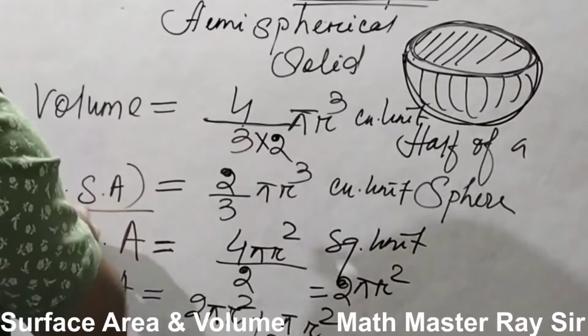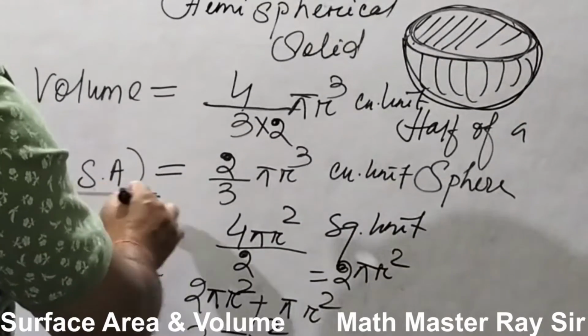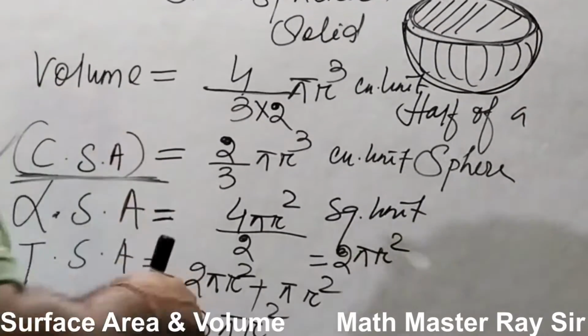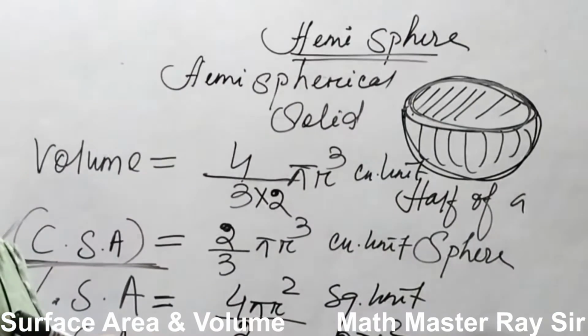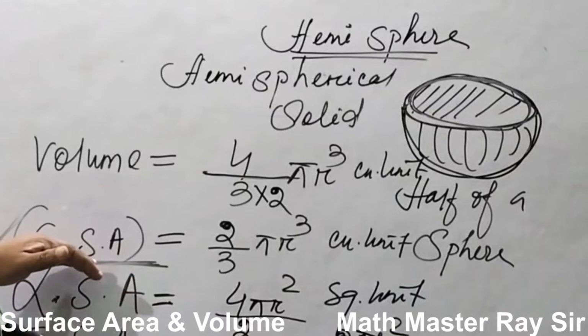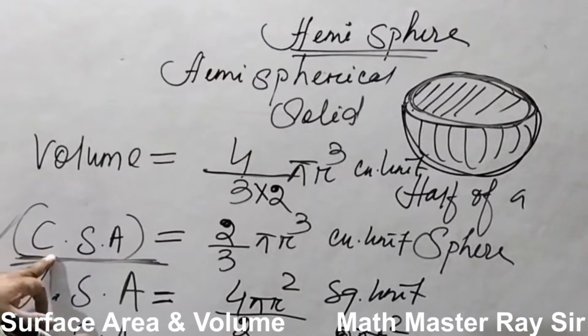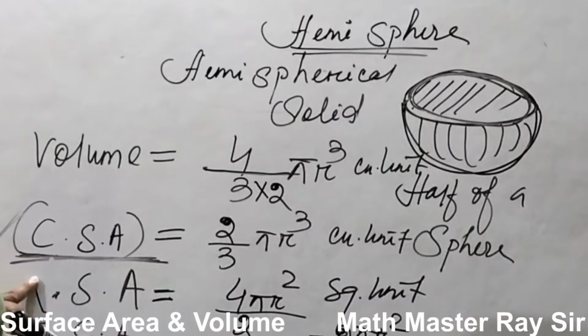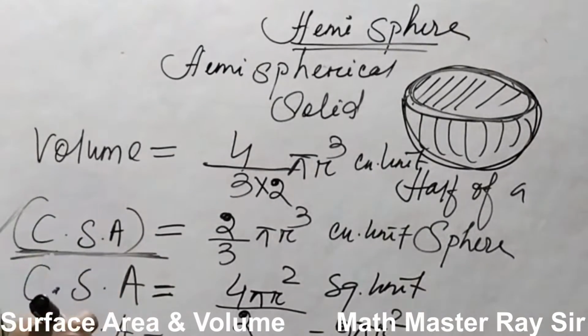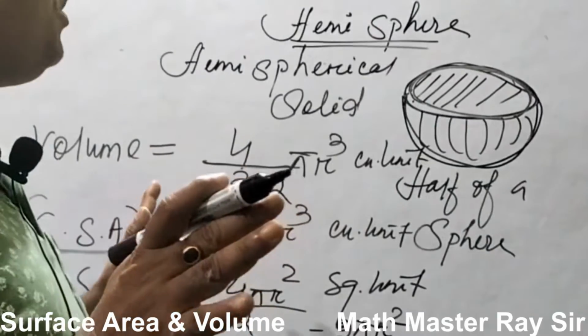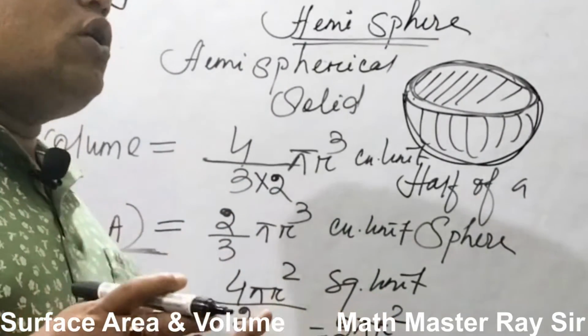In case of a sphere, it is more important to write curved surface area. As it is curved in position, curved in shape, you can write it as curved surface area. If you do not write lateral surface area, you can write curved surface area. Is it clear? So this is all about sphere and hemisphere.